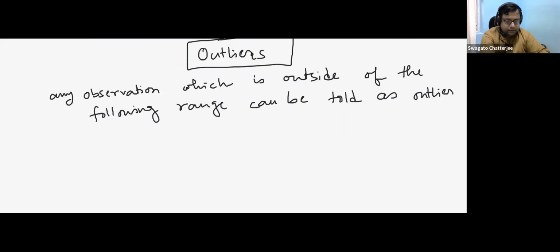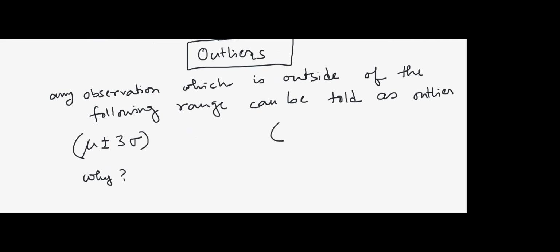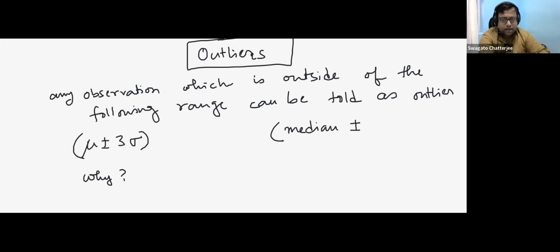So one is mean plus or minus 3 standard deviations. Why 3, we will answer by the end of the class probably. Or median plus or minus 1.5 interquartile range.